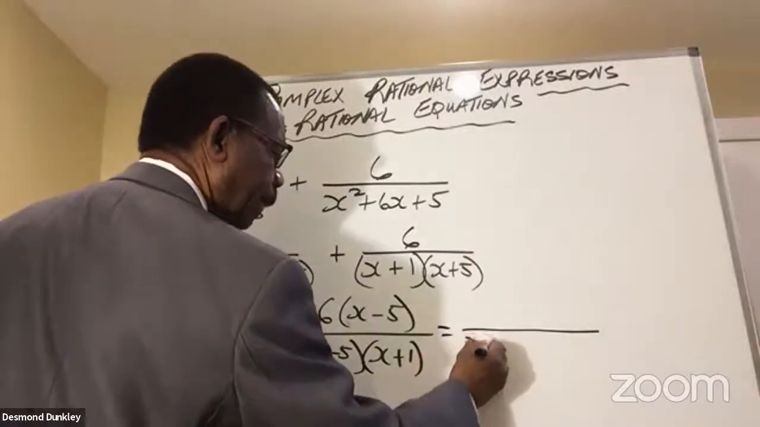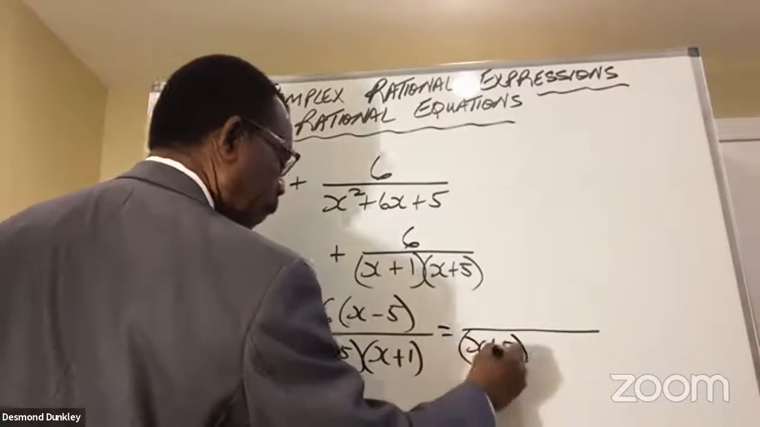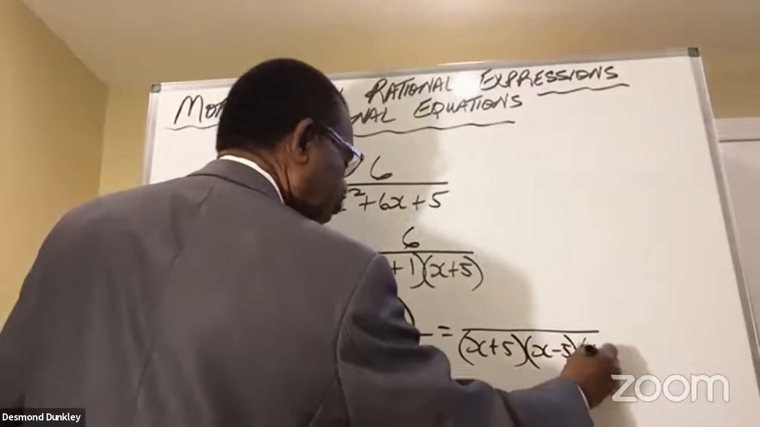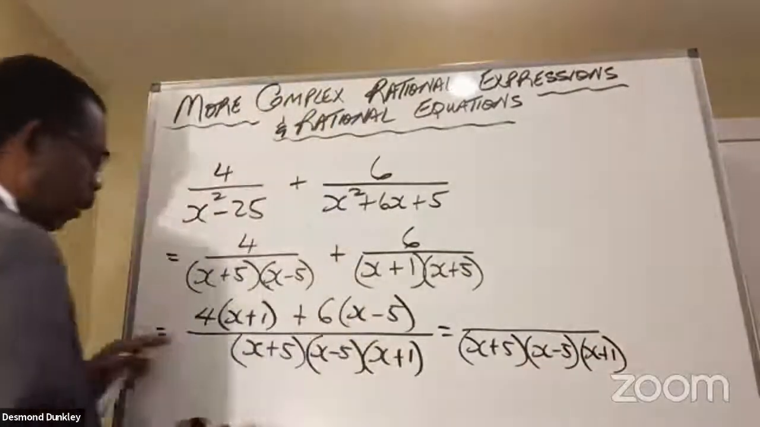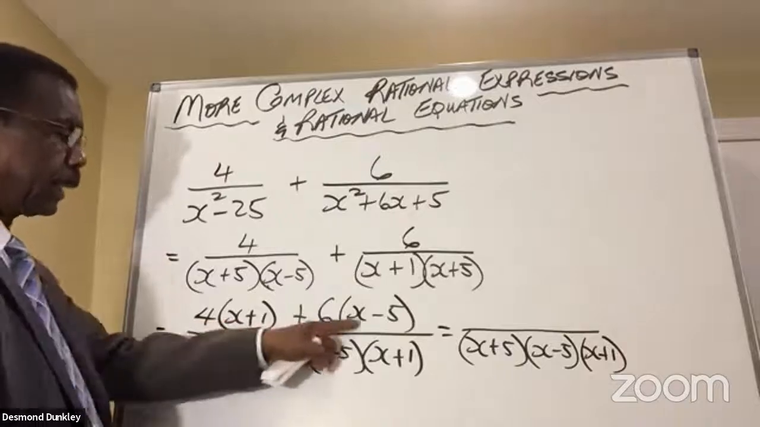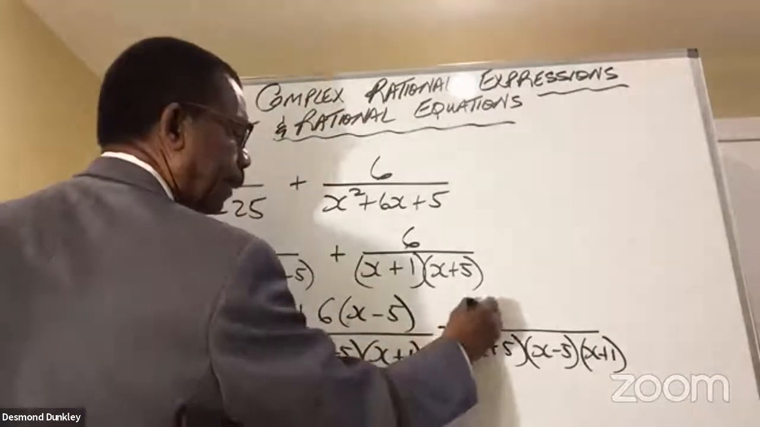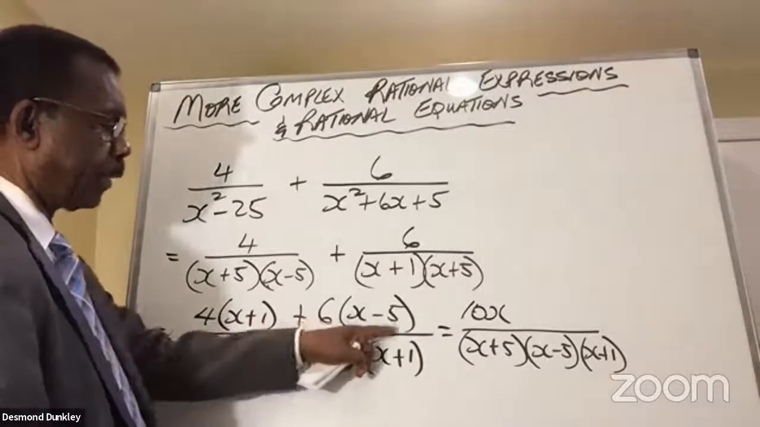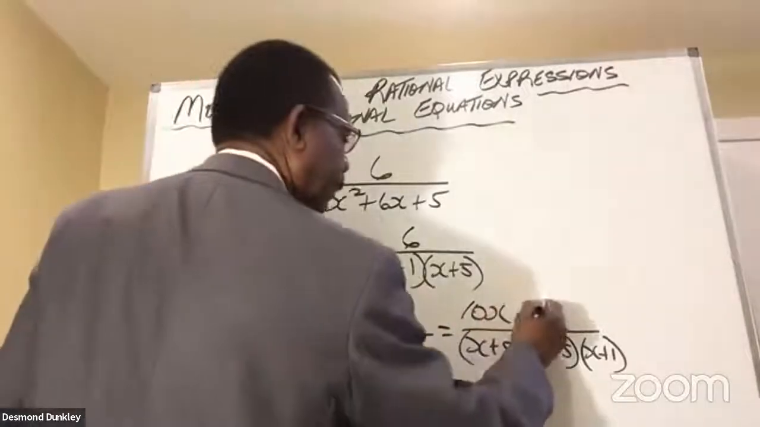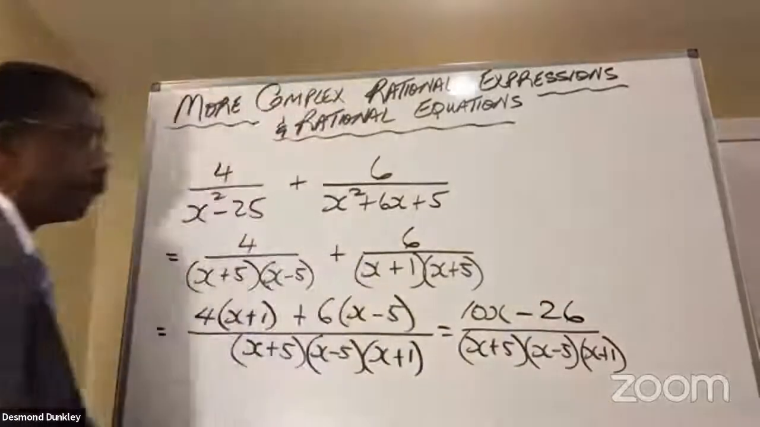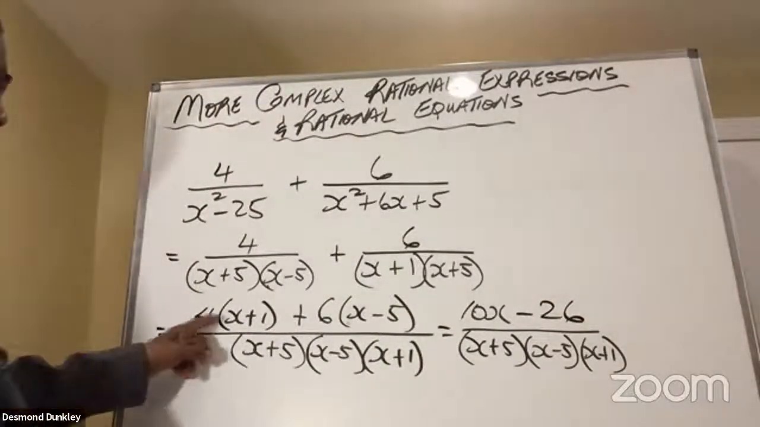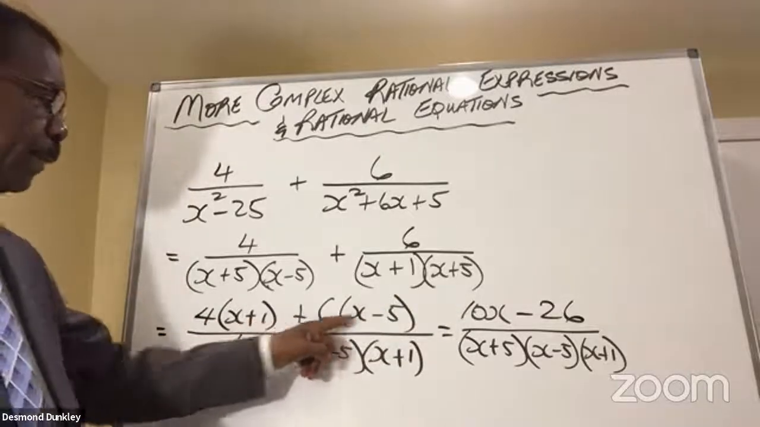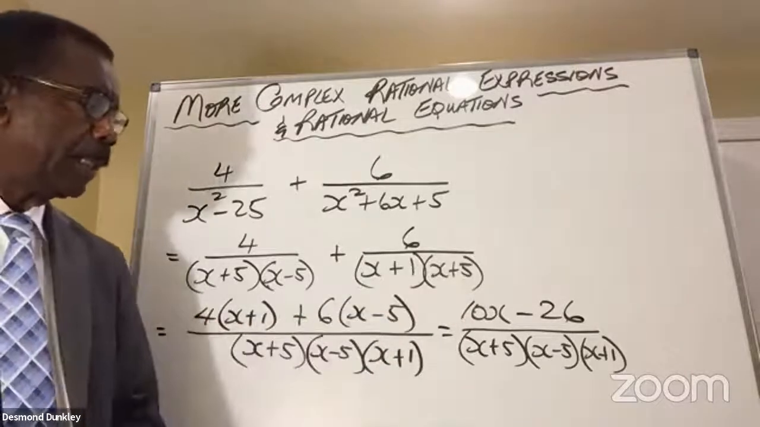We have our x plus 5, x minus 5, x plus 1. And now we end up with 4x plus 6x is 10x. And 4 minus 30 is minus 26. Let me double check. 4x plus 6x, 10x. 4 minus 30 is minus 26.